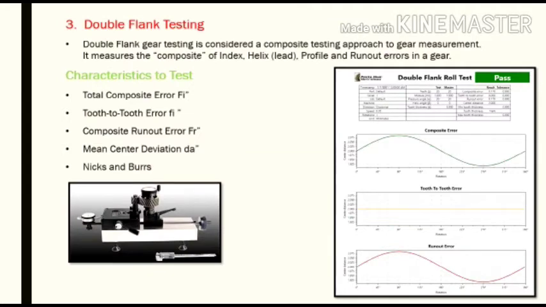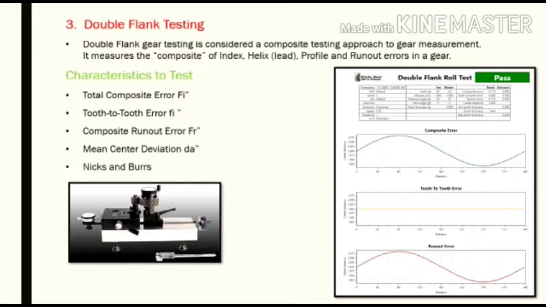Third point, double flank testing. As the name suggests, there is some type of testing related to the flank portion, which is below the face portion in the gear tooth. Double flank gear testing is considered a composite testing approach to gear measurement. It measures the composite of index, helix or lead, profile, and runout errors in the gear.